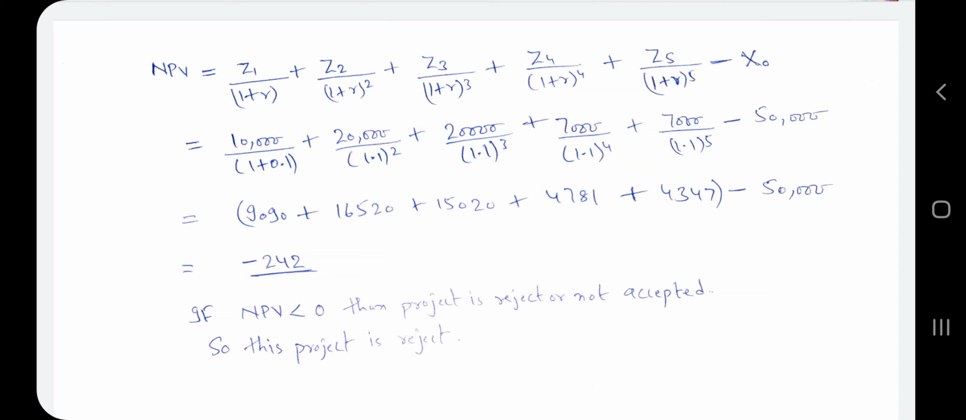Now note here, if NPV is less than 0, then the project is rejected or not accepted, because in our question they want a suggestion from us whether we accept that project or reject it. So if I get NPV less than 0, then we reject this project, because it does not give sufficient return to me after 5 years. In this way we find the net present value for any project. So today's lecture is over, guys. We will meet with another topic in another lecture. Thank you.